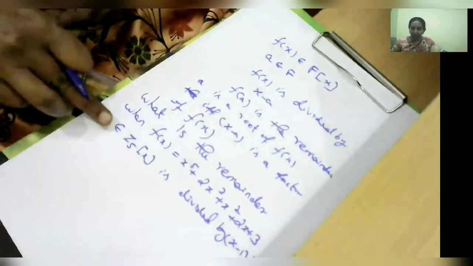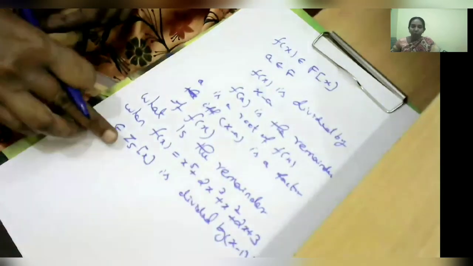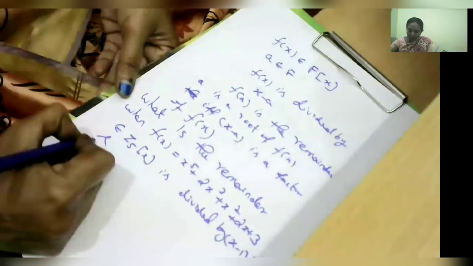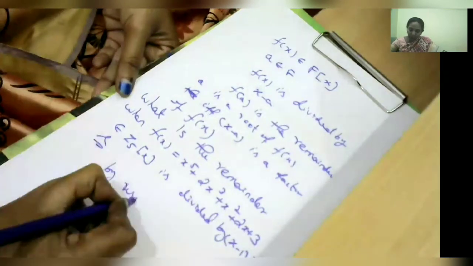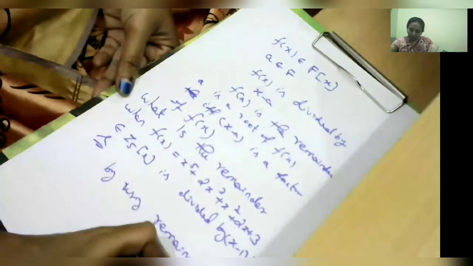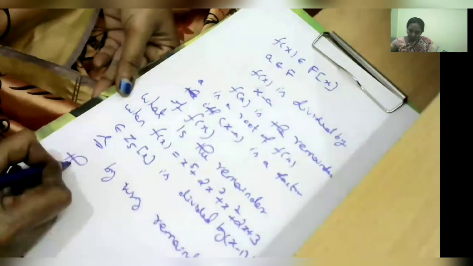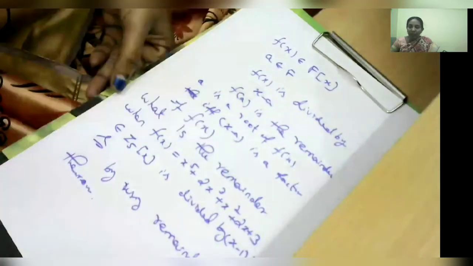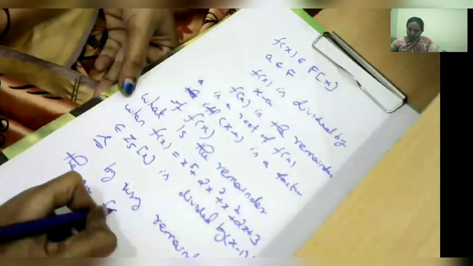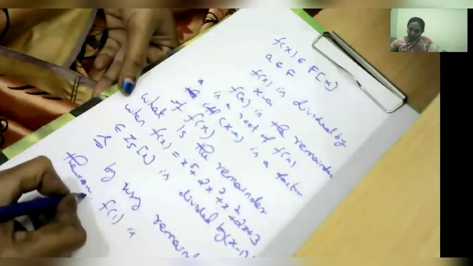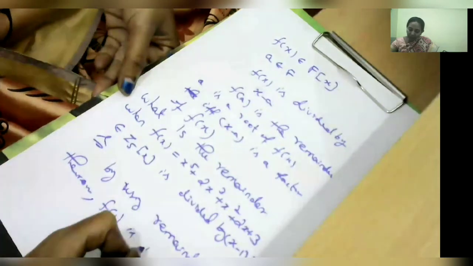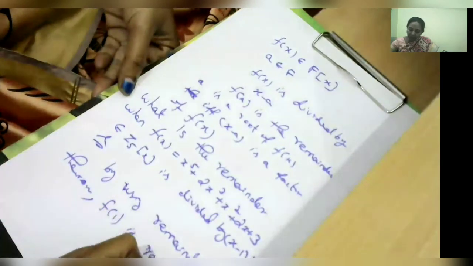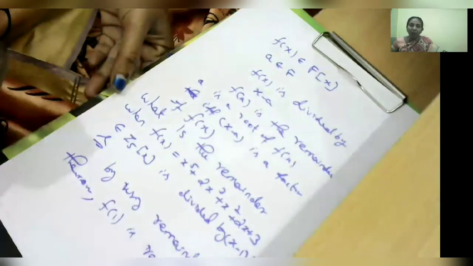The remainder, when the polynomial f(x) is divided by x minus 1 over the finite field Z5[x]. Okay. So the solution is by using the remainder theorem. See here, f(x) divided by x minus 1 means the remainder theorem says f(1) is the remainder. By using the remainder theorem, here f(1) is the remainder of f(x).